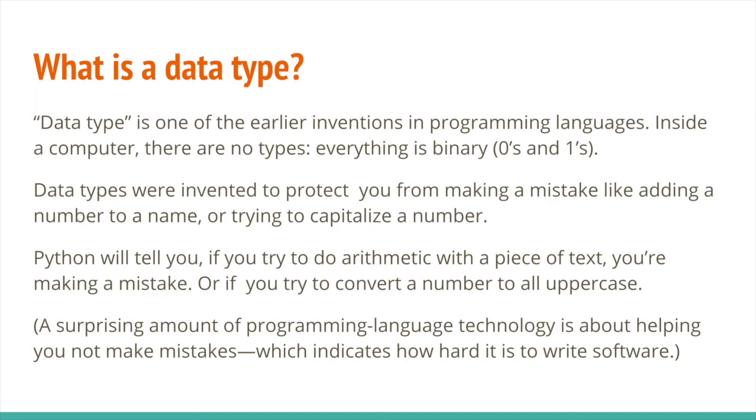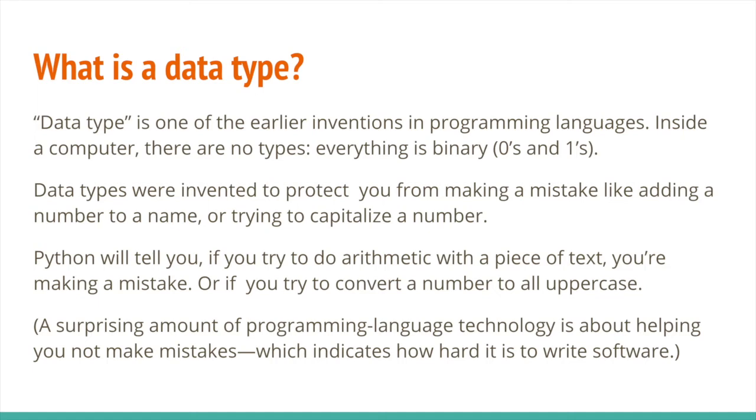Data type is one of the earlier inventions in programming languages. Inside of a computer, actually, there are no types. Everything is binary, zeros and ones. Data types were invented by the people who invented programming languages to protect you from making a mistake, like adding a number to a name, like taking two names and dividing one by the other, which doesn't make sense, or trying to capitalize a number, which also doesn't make sense.